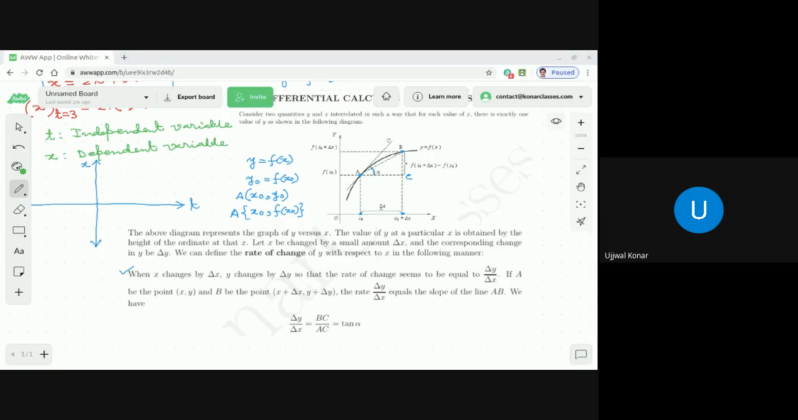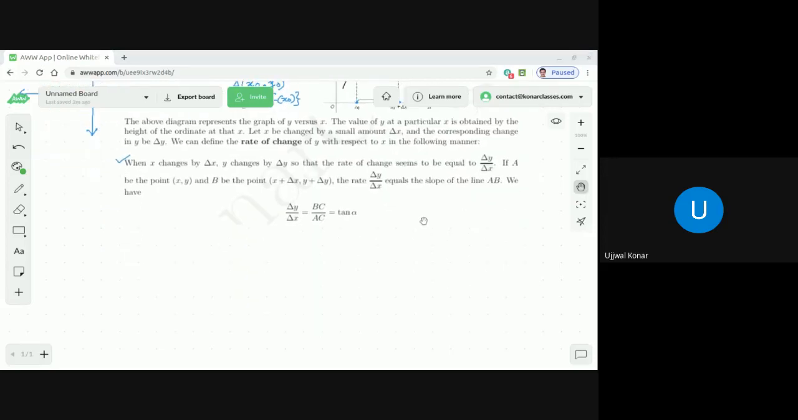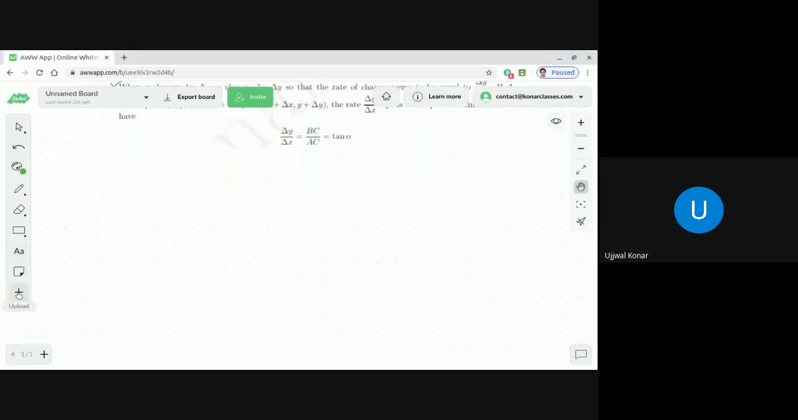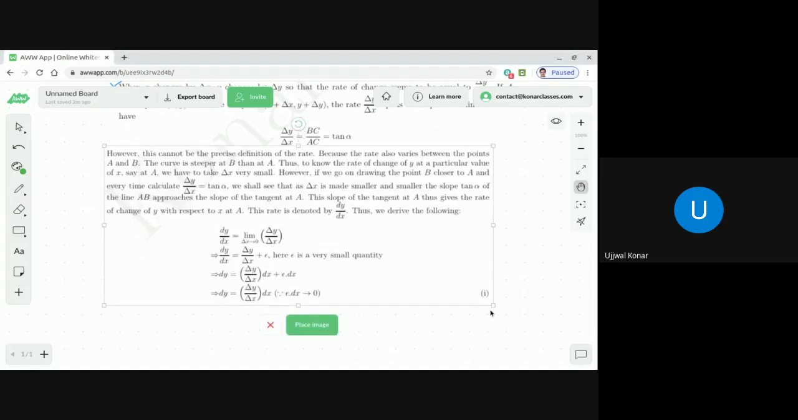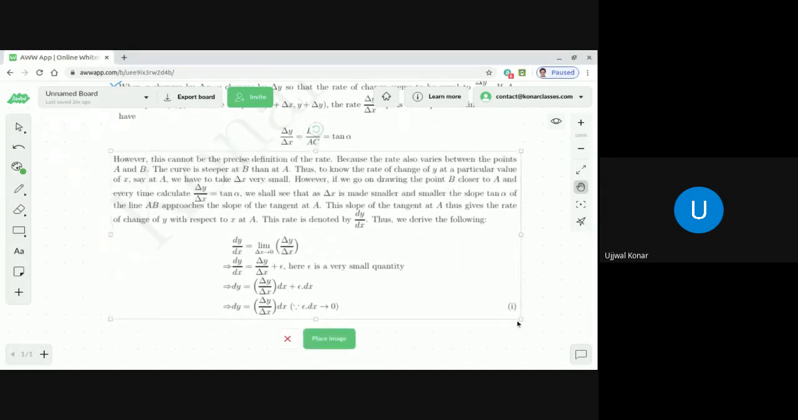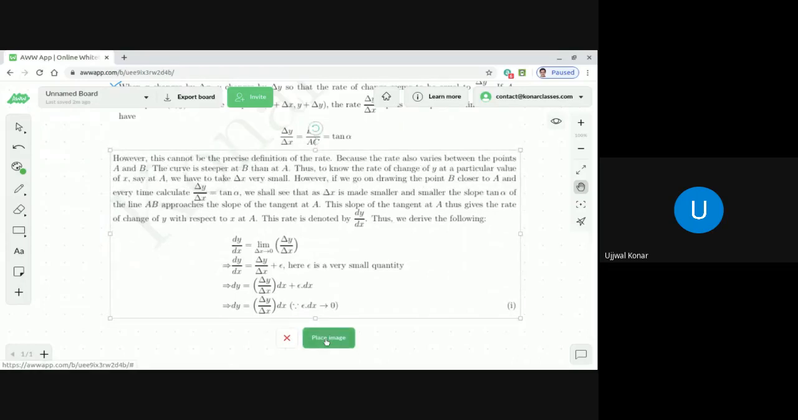Okay. Just a minute. Let me move it a little bit and bring this one. Please tell me, dear students, that you are able to view the screen very clearly.